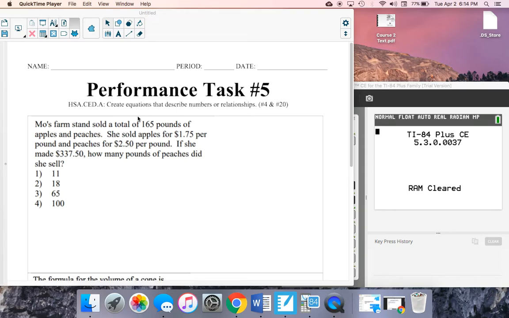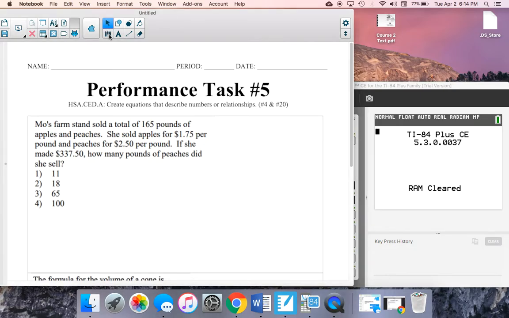Performance task 5. A farm stand sold a total of 165 pounds of apples and peaches. She sold apples for $1.75 per pound and peaches for $2.50 per pound. If she made $337.50, how many pounds of peaches did she sell?